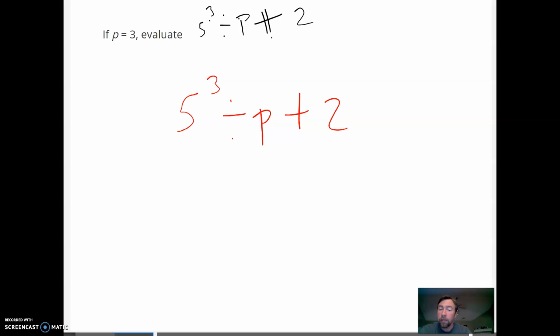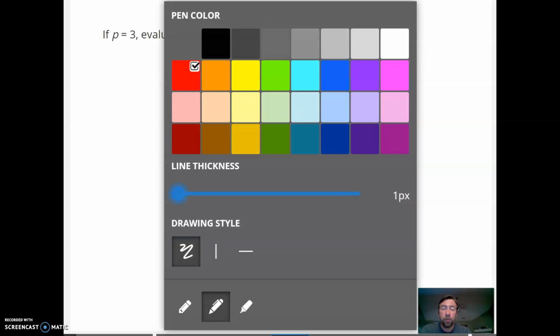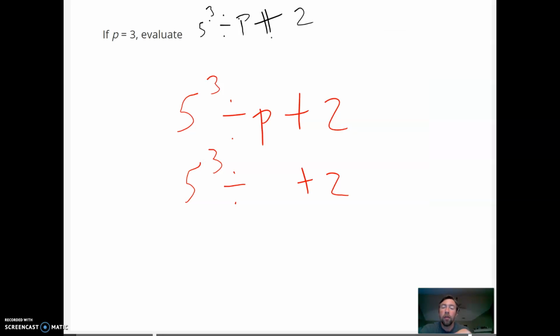The first thing I'm going to do is rewrite this exact same problem, only I'm not going to put in the p right now. I'm going to leave that out. Since I'm not multiplying, I didn't put in parentheses like I did in the last problem. You could, it wouldn't be wrong. And we know that p equals 3. So I took out the p and I'm going to put in a 3. That's my first step.